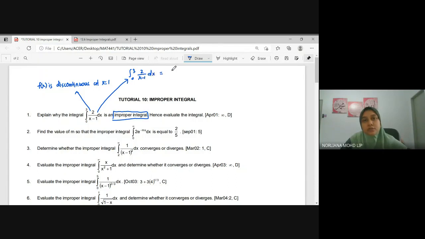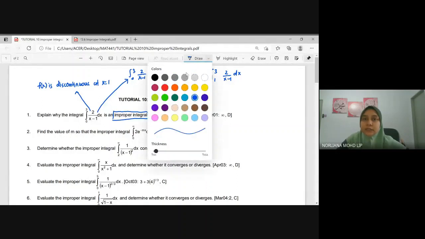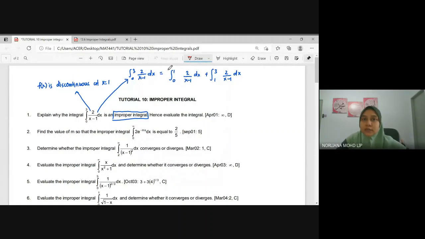Okay, equal to, kena pecahkan, from interval 0 to 1, 2 over x minus 1 dx, plus 1 until 3. Okay, dan kita solve dulu untuk yang pertama ni, bahagian yang pertama, first term ni. Selesaikan ni dulu lah.